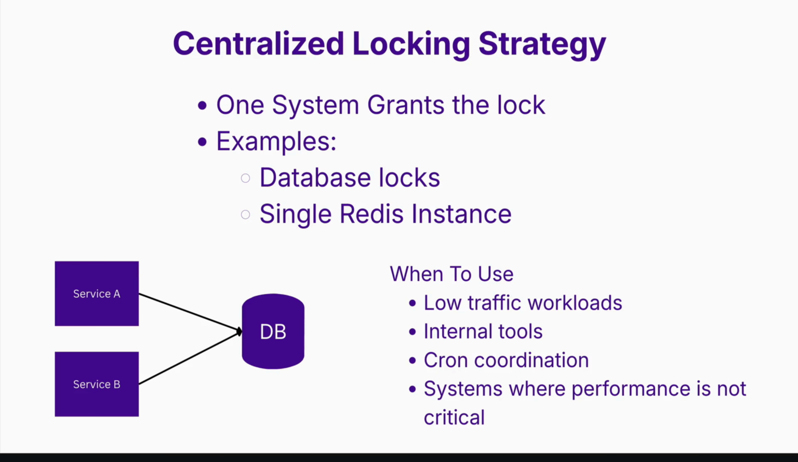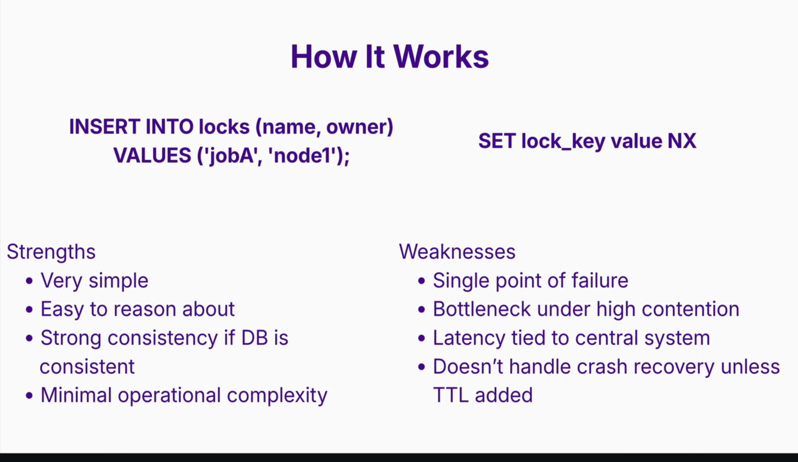Let's start with the first locking strategy, which is the centralized locking strategy. It's the simplest approach. What does it mean? It means use a central store, a system which can grant the lock, like database locks or a single Redis instance. This is very simple and it works for low traffic workloads, where performance is not critical, or you want multiple cron jobs running with coordination among them.